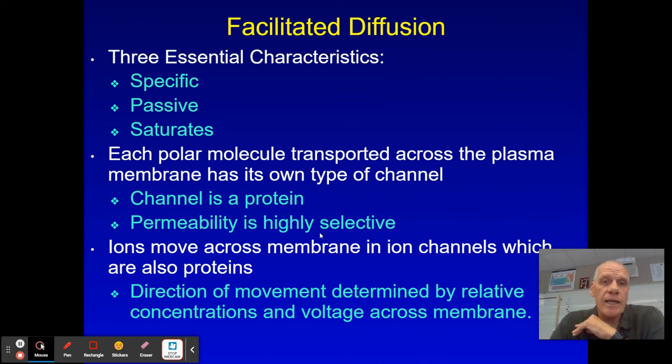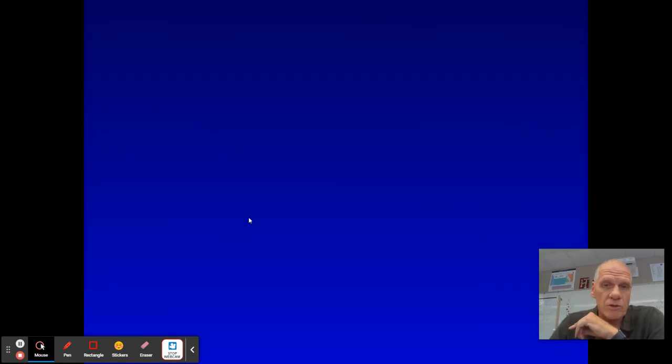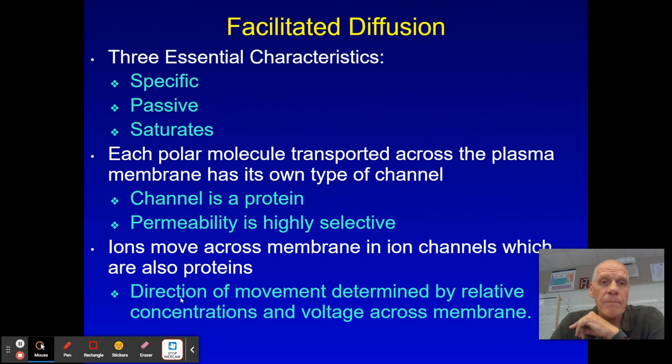Okay? So again, like I say here, each polar molecule transported across the plasma membrane has its own type of channel. Channel's a protein, and as I said earlier, the permeability is highly selective. Sodium-only transporters only transport sodium, so on and so on. Okay? Ions move across the membrane in ion channels, which are also proteins. So again, you have a chlorine transporter, a sodium transporter, a potassium transporter, so on and so on. And these will become very important when we talk a little bit about how your nervous system works, especially the sodium and the potassium channels.